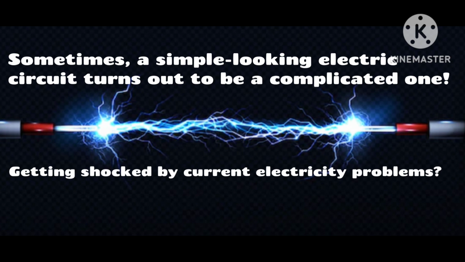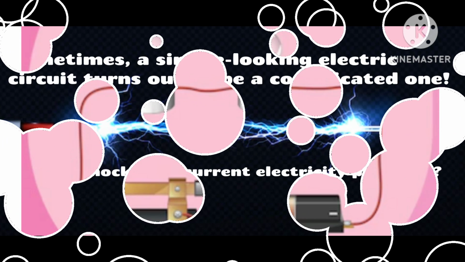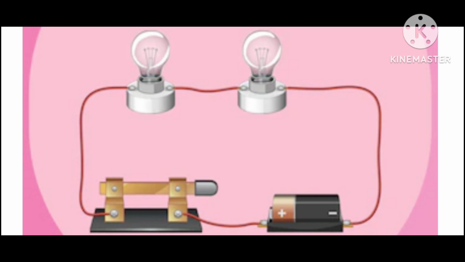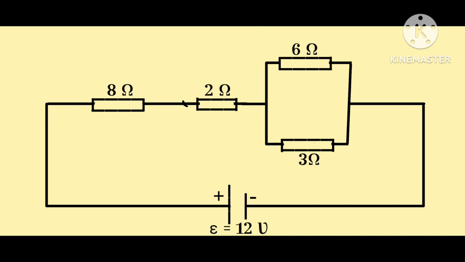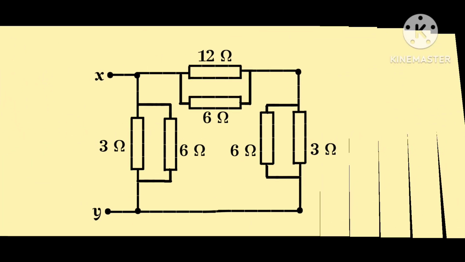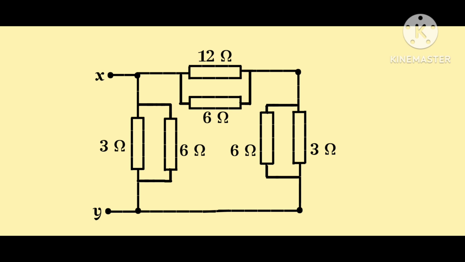Sometimes an electric circuit that looks, at first sight, so simple, with just one voltage source and several resistors, turns out to be a complicated one in the long run because of the arrangement of the resistors. Once you make out which resistors are connected in series and which resistors are connected in parallel, things get easy for many circuits. Let me show you two circuits one by one.